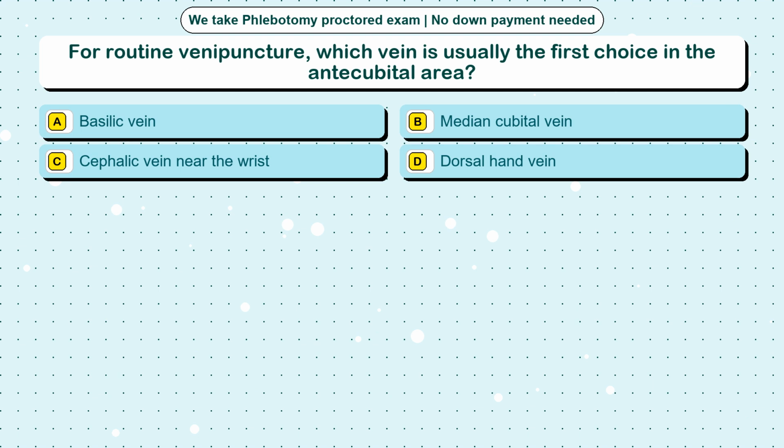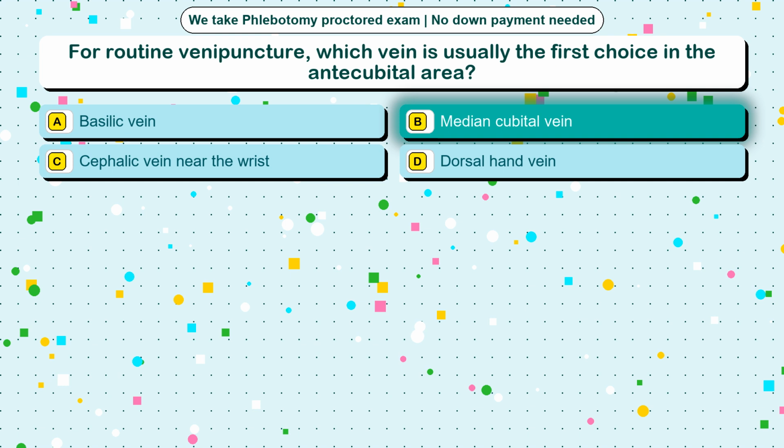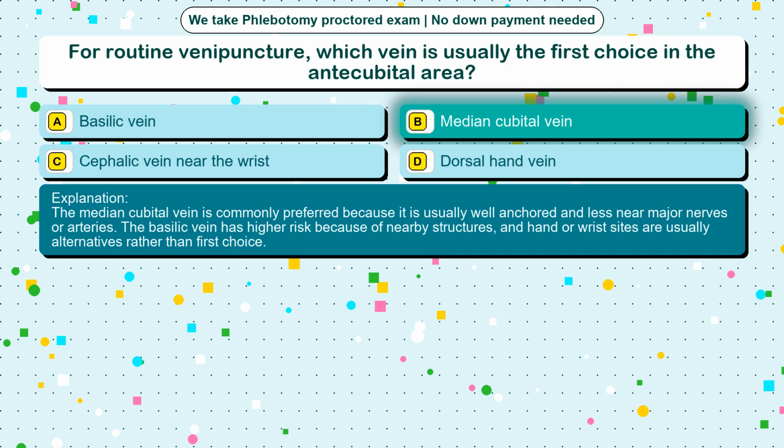Question 31. For routine venipuncture, which vein is usually the first choice in the antecubital area? Option A. Basilic vein. Option B. Median cubital vein. Option C. Cephalic vein near the wrist. Option D. Dorsal hand vein. The correct answer is option B. Median cubital vein. The median cubital vein is commonly preferred because it is usually well anchored and less near major nerves or arteries. The basilic vein has higher risk because of nearby structures, and hand or wrist sites are usually alternatives rather than first choice.